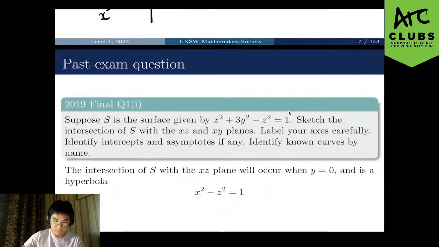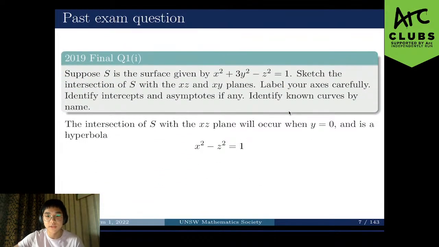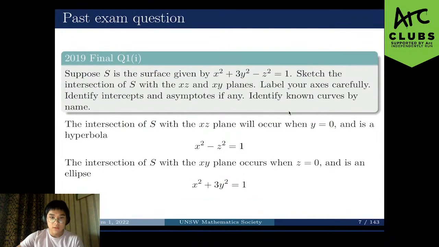So the intersection of S with the xz plane will occur when y equals 0 and is a hyperbola. So we get the hyperbola x squared minus z squared equals 1. The intersection of S with the xy plane occurs when z equals 0 and is the ellipse x squared plus 3y squared equals 1. Okay, so now we have to sketch these.